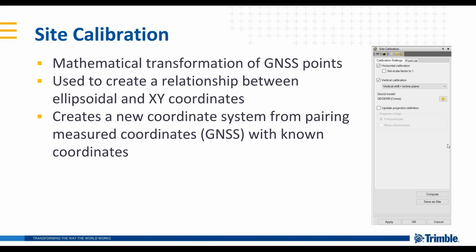So site calibration is a mathematical transformation of GNSS points. You're going to create a relationship between these ellipsoidal coordinates, which are lat and longs coming from GNSS, and some x and y, or grid coordinates, as TBC calls it. I said x and y here just to differentiate from grid a bit, even though I'm probably going to say grid during the PowerPoint presentation.